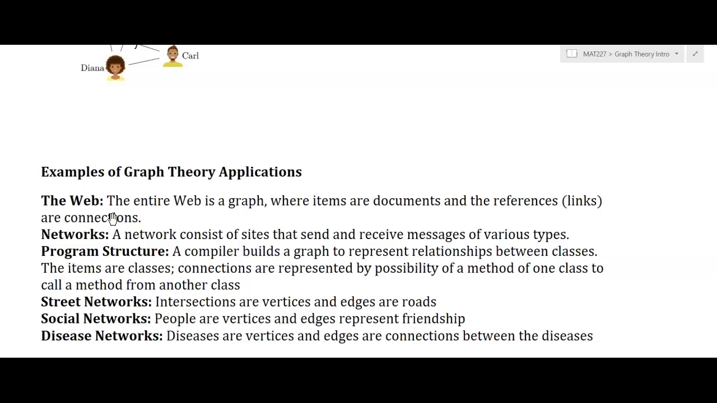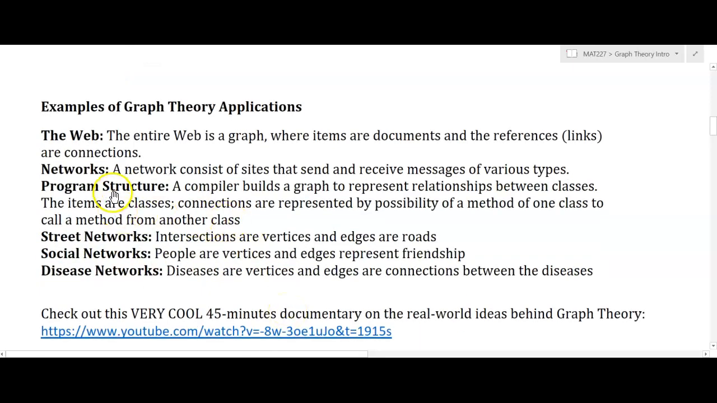Networks. A network consists of sites that send and receive messages of various types. So you have a site represented by a node, and then you have edges connecting them, or you have links between two sites that represent the edge that connects those two nodes. Program structure. Whenever you're talking about coding, a compiler builds a graph to represent the relationship between classes. The items are classes. Connections are represented by the possibility of a method of one class to call a method from another class. So very sophisticated stuff, but the simplicity of a graph.